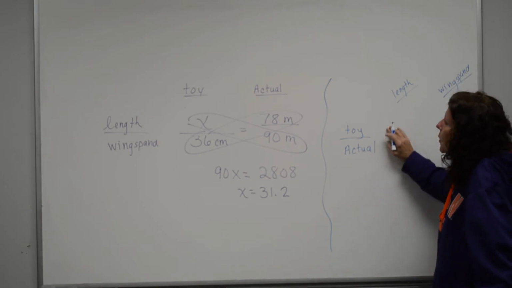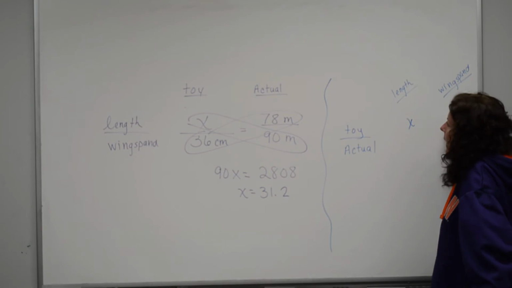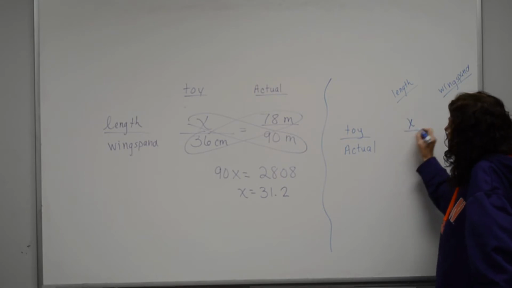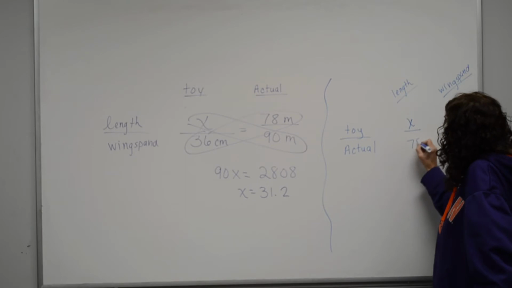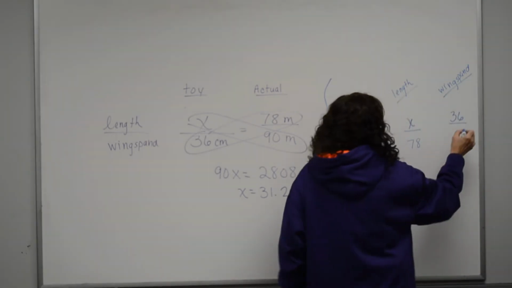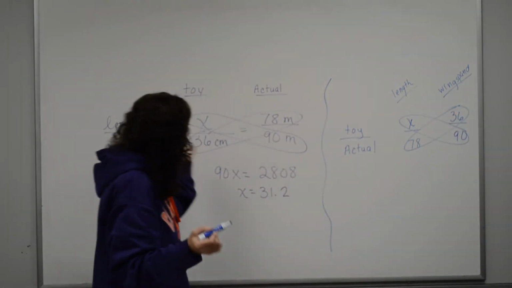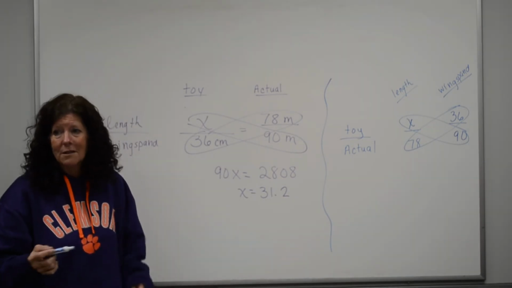Because on the toy, the length is x, and the wingspan on the toy is 36. So those go on the top. Then on the bottom, the length is 78, the wingspan is 90. If you look, they're still set up the same. When you cross multiply, it gives me the exact same thing. So just keep it organized, okay?